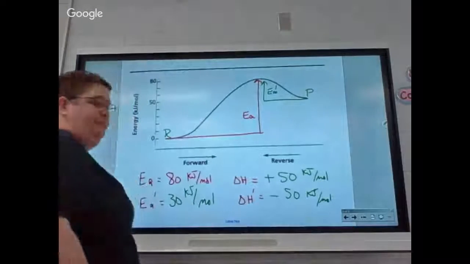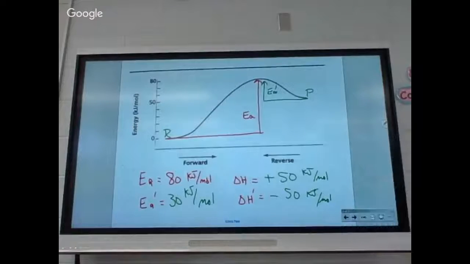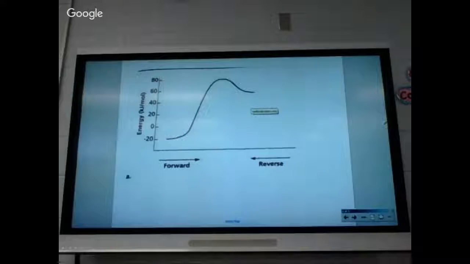All right, do the back side. So with the delta H, could it be the same numbers? You want us to find the same stuff for the next three? Yes, the same stuff for the next three.